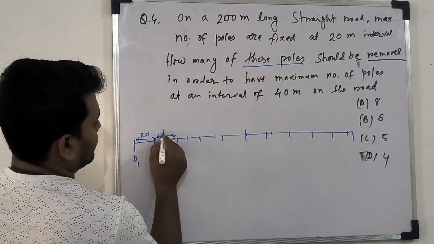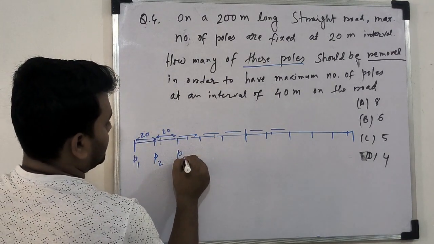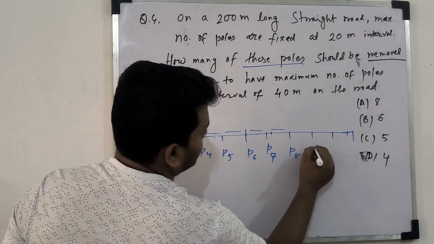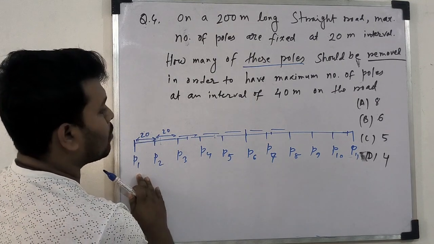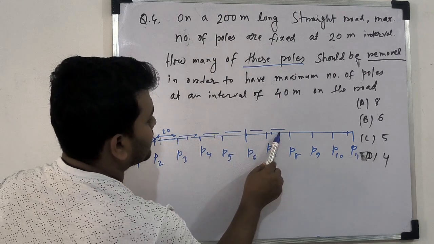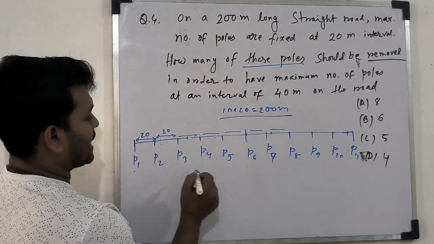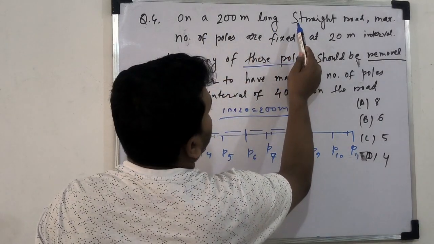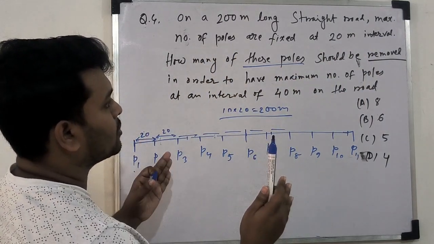This is a 20 meter gap, this is a 20 meter gap, and so on. Therefore the poles are P2, P3, P4, P5, P6, P7, P8, P9, P10, P11. If we put the maximum number of poles with a 20 meter gap on a road of 200 meter, 10 into 20 meter is 200 meter. So we get the maximum number of poles, which means 11 poles. On a 200 meter long straight road, the maximum number of poles is 11, so that the distance between two poles is 20 meter.